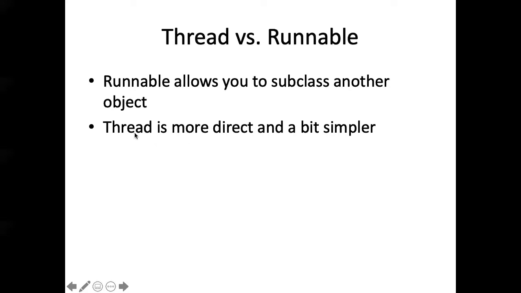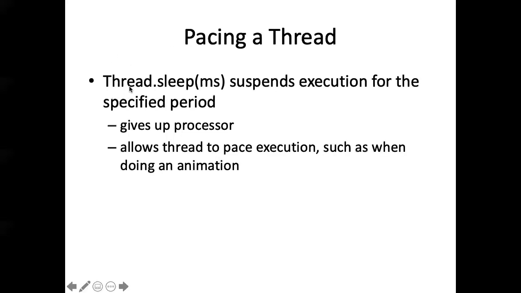So basically, Java had to do it this way because it doesn't support multiple inheritance. If it did, they wouldn't have this Runnable interface. But that's the whole point of the Runnable interface, is that it allows you then to subclass some other class and still act like you're a thread.